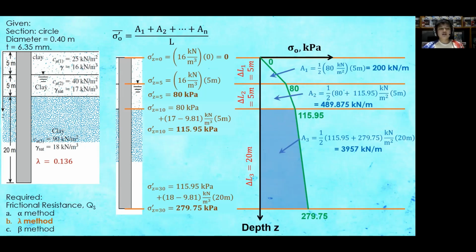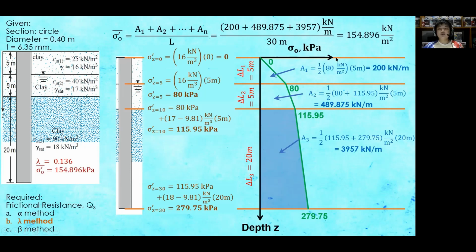So our next goal is to solve our sigma O prime bar, since we have already the values of our areas. So substitute the different values of our area, particularly A1 is 200, A2 is 489.875, A3 is 3,957, all are in kilonewtons per meter. So divide this to the total length, which is 30 meters. Therefore, sigma O prime bar is equal to 154.896 kilonewtons per square meter.